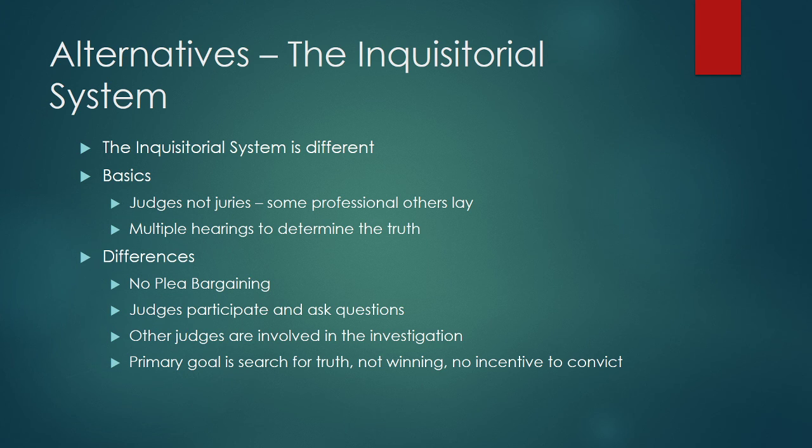Other judges at an earlier stage are actually involved in investigations. There are usually what are called magisterial or magistrate judges, who work with the prosecution and the police developing the case to make sure they're behaving. But when it gets to the court, those judges don't do the questioning. So you've separated those two. And the stated primary goal is to search for the truth, not to win, not to lose, and there's no incentive for anybody involved to convict.